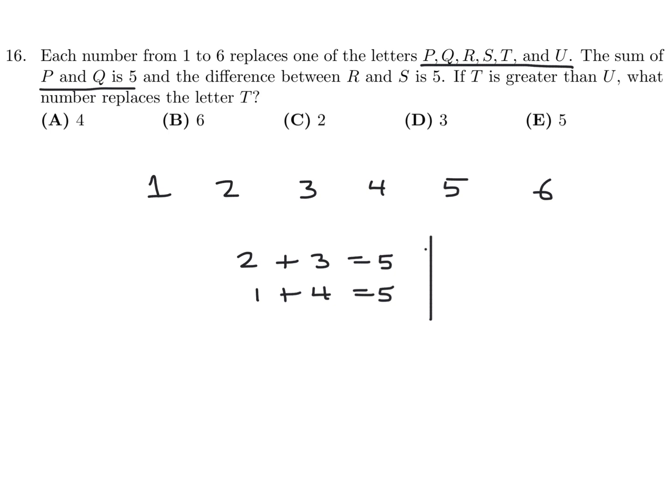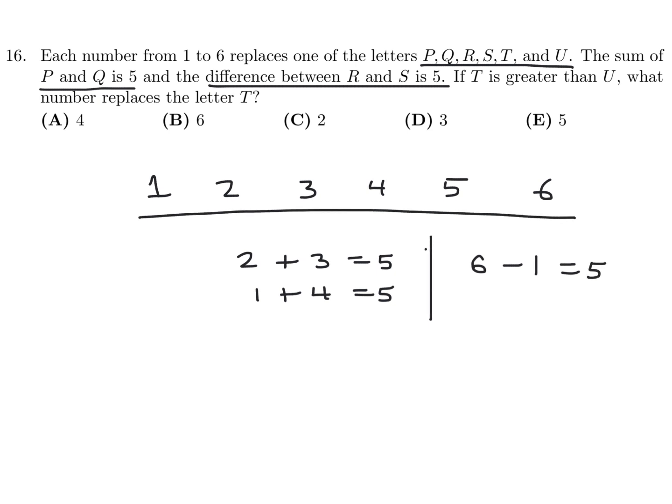Okay, no problem. Let's look at the next one. The difference between R and S is 5. So that means if you took 2 numbers, the difference would be 5. So which 2 numbers should I choose? If I subtracted them, I would get 5. And the only choice, the good news here, is 6 and 1. 6 minus 1 is the only way you can get 5 from these numbers. All right, because if you chose 5 and 1, it would be 4 and so on.